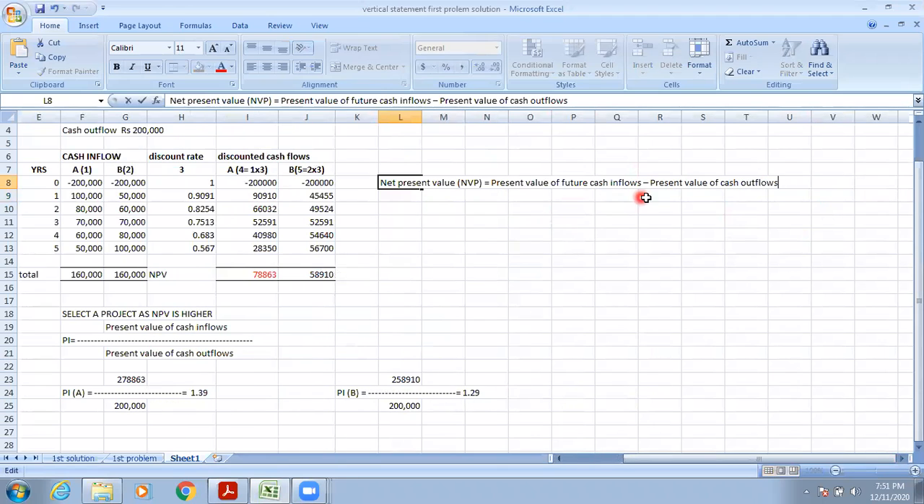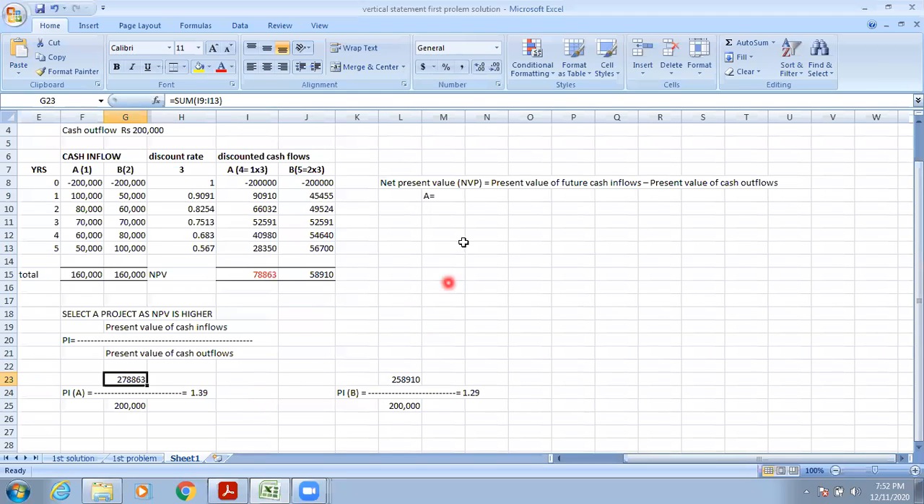Here, present value of future cash inflow. In case of A, we will calculate first. Project A is equal to present value of future cash inflow, which is 2,78,863, minus present value of cash outflow, that is 2 lakh. So the answer is 78,863. The same answer we get here, right? The same thing.